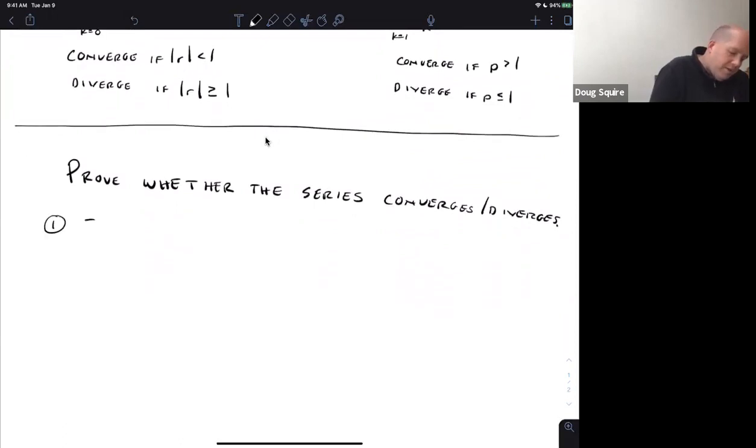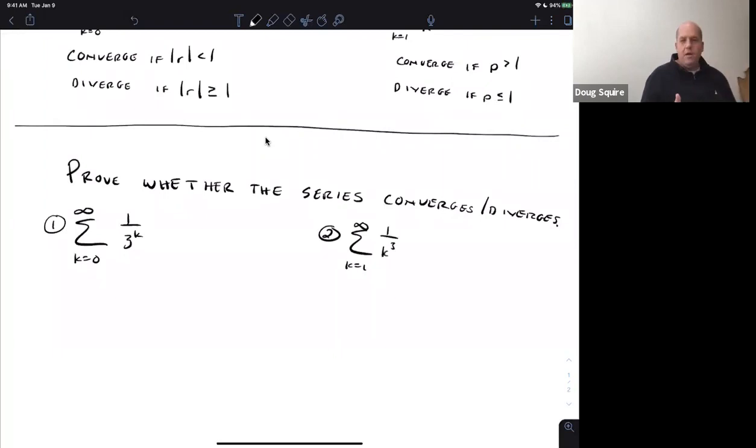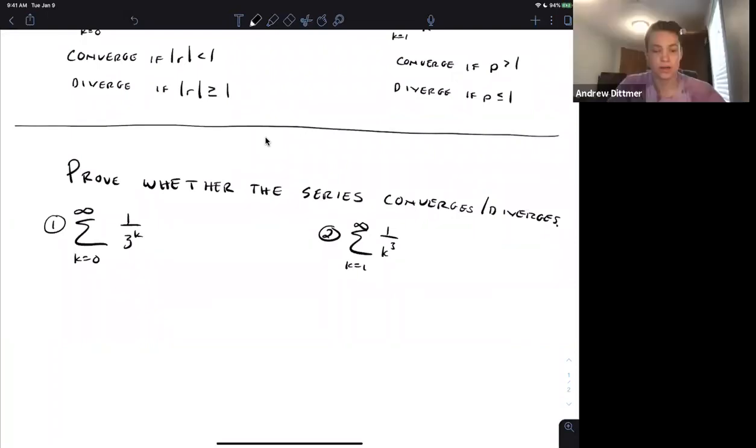Number one is the sum k equals 0 to infinity of 1 over 3 to the k. And number two is the sum k equals 1 to infinity of 1 over k to the third. For the first one, what type of series is that? Is that geometric, is that a P series, or is that something more complicated? Geometric.